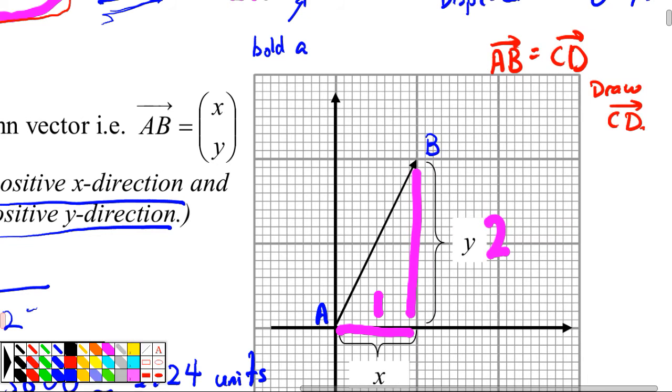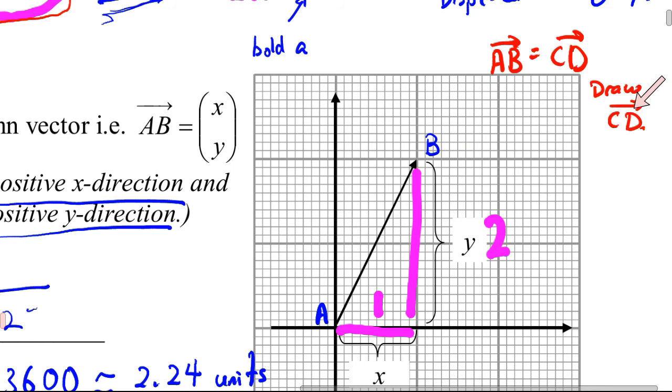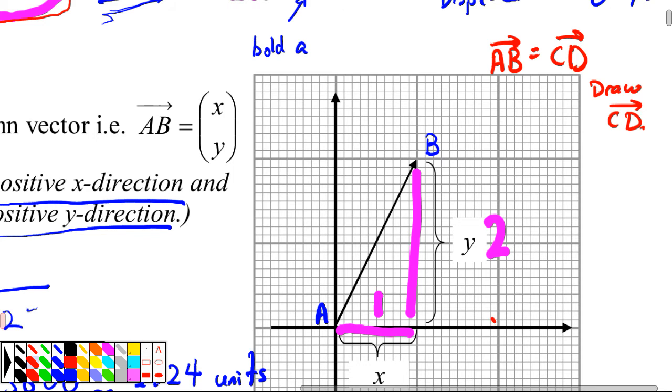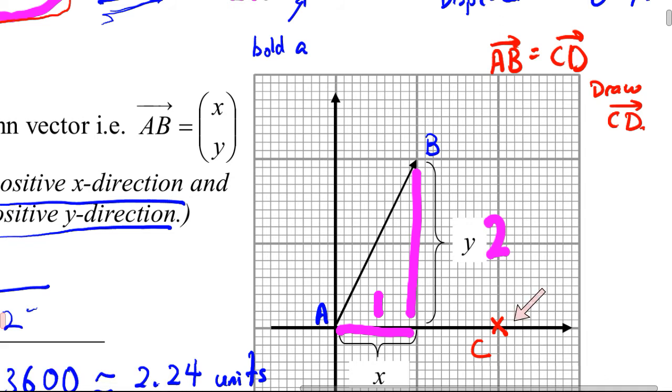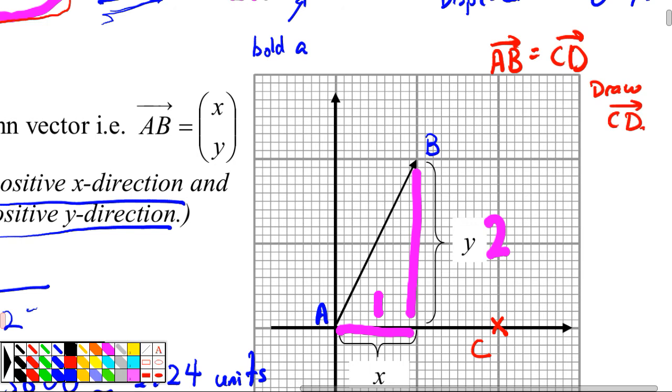So if I want to draw CD, I can start from anywhere. Let's try. Say for example, I start from here. This is my C. Now where is my D? I follow the instruction. I walk 1 step to the right, and 2 steps upwards. So this is my D. I can join these 2 points. And where do I put the arrow? At D. Understand? Yeah, okay.